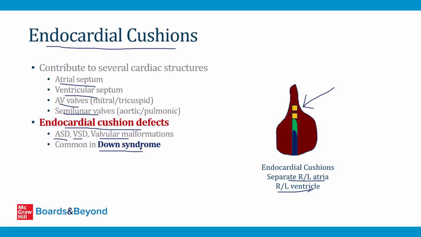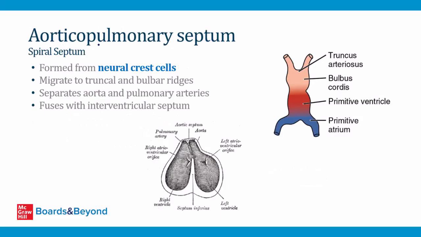And endocardial cushion defects are particularly common in Down syndrome, which I talk about in great detail in a video in the genetics section. Let's talk in a little bit more detail about the development of the aorticopulmonary septum, also sometimes called the spiral septum. This is the wall that's going to separate the aorta from the pulmonary artery.